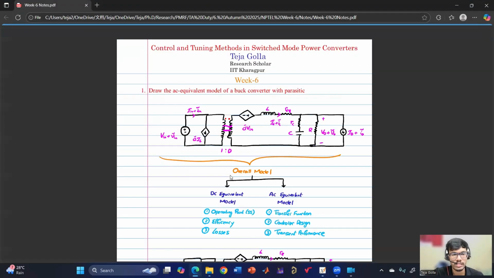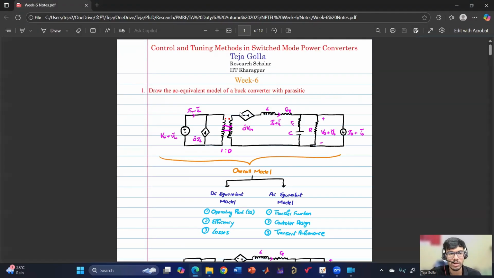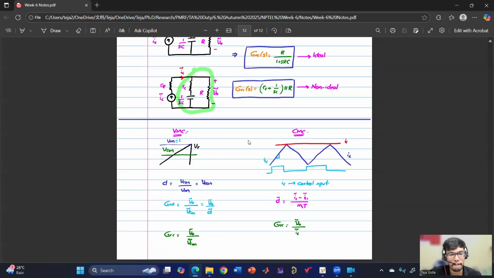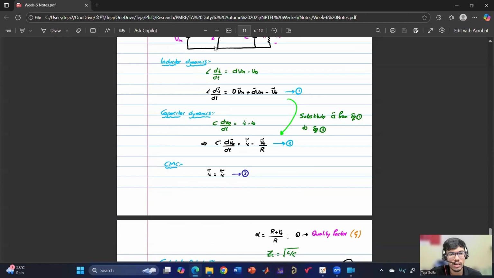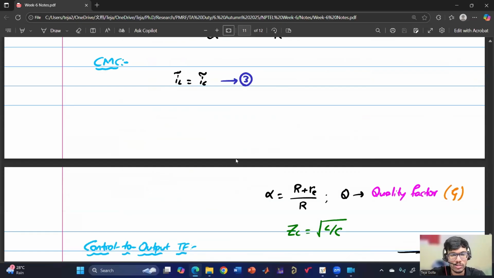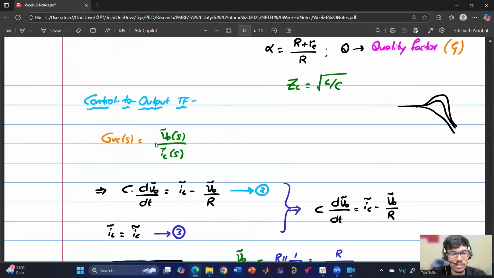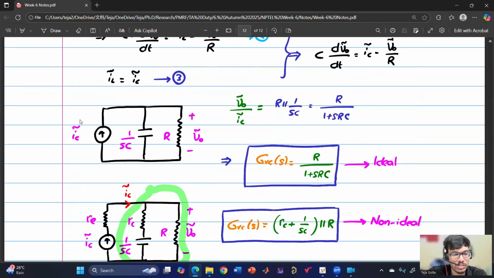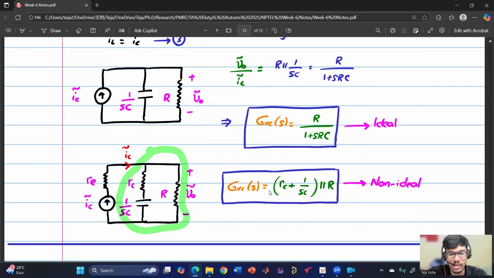So this is week 6. In week 6, we discussed the small signal model and transfer functions. But towards the end, I discussed current mode control and the control to output transfer function. In this control to output transfer function, we discussed V0 perturb by IC perturb, and then we got the equivalent circuit, something like this. So we got the IC perturb and V0 perturb relationship, which is R parallel 1 by SC. This is for the ideal and this is for the non-ideal. So you remember this, right?